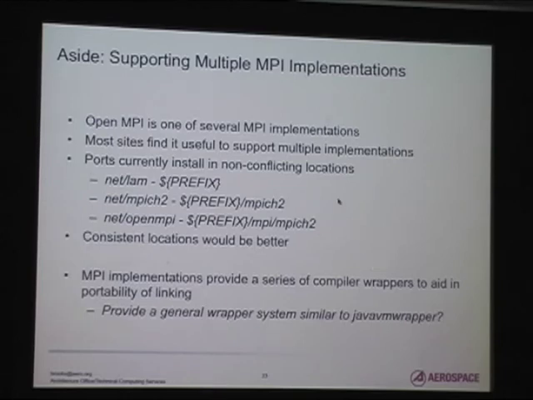The LAM port is installed in prefix, so prefix bin, prefix lib. The mpich2 port, I think I say here that it's installed in prefix mpich2, but I think it's actually been moved, and it's just going into prefix now. And I've been putting OpenMPI in prefix MPI, OpenMPI, not MPI mpich2 as it says here. It'd be nice if we had more consistent locations and if we allowed them to all be installed at once, and figured out a good way to handle that.